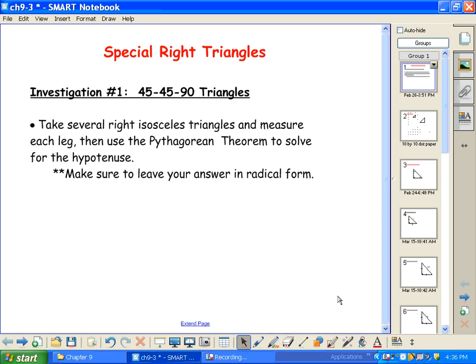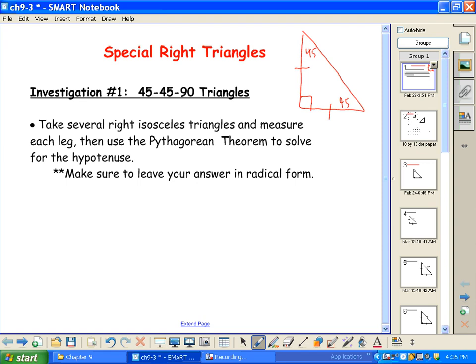Today we're going to be studying special right triangles. The first kind of right triangle that we're going to study is a 45, 45, 90 triangle. The reason it's called a 45, 45, 90 triangle is because it's actually describing the angle measurement. So I know I have a right angle and I have two 45-degree angles. Now notice if those two are both 45-degree angles, that means that I have a right isosceles triangle. So I have two congruent sides.